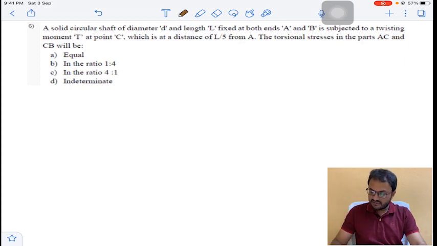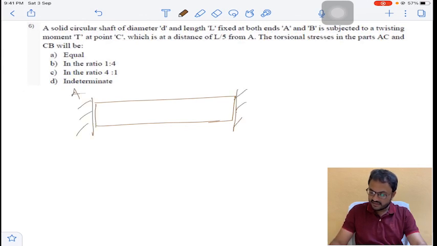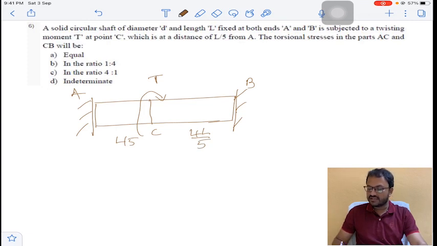A solid circular shaft of diameter D and length L fixed at both ends. So this is A and this is B. It is subjected to a twisting moment at point C. Somewhere there is a point C here. It has been subjected to twisting at point C, which is at a distance L by 5 from A, and the remaining will become 4L by 5 from B. So now the torsional stresses in the parts AC and CB will be.